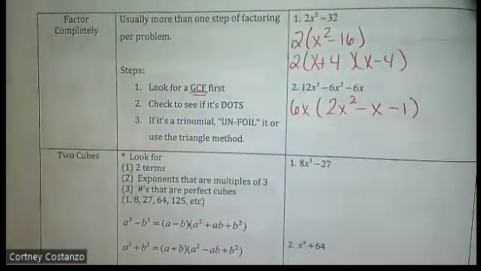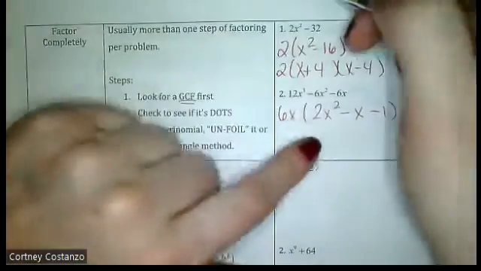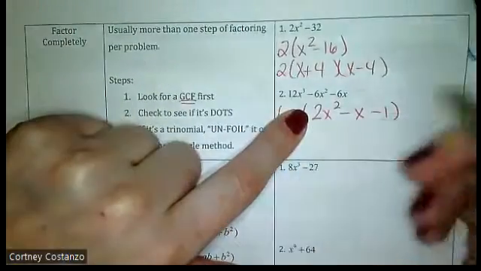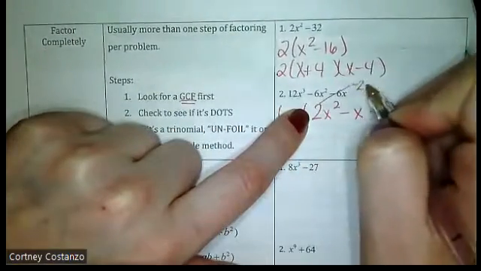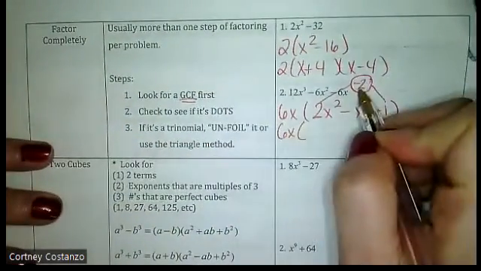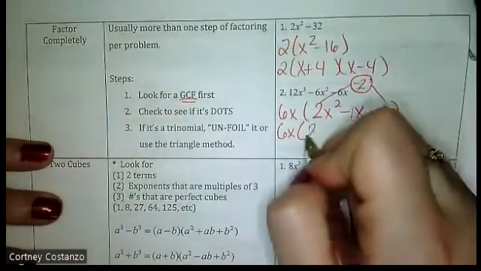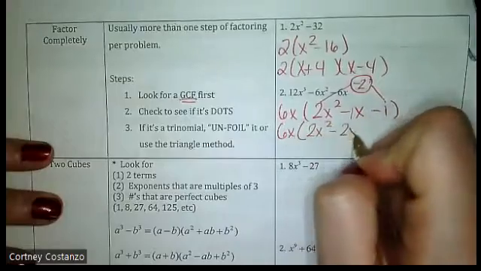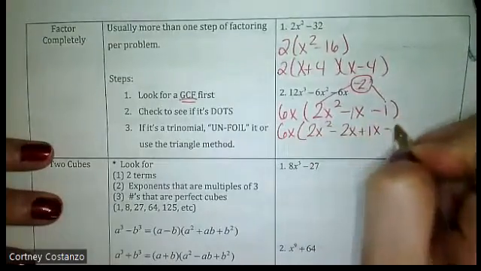And when I sort of assess what I have left, because of that 2 in front of the x squared, that does tell me that I need to do some triangle method action here. So multiplies to a -2, but adds to a -1. I'm going to split the middle and make that a -2x plus 1x.